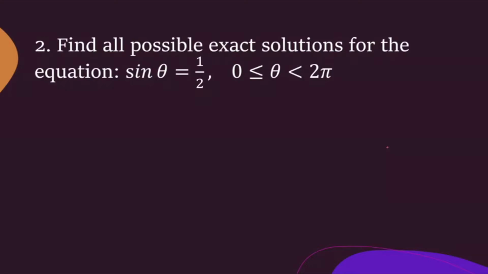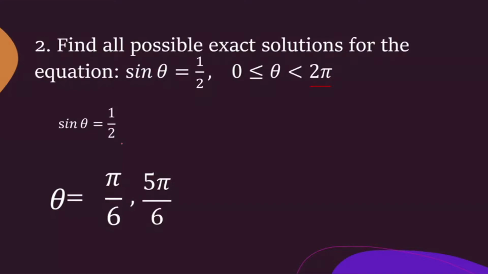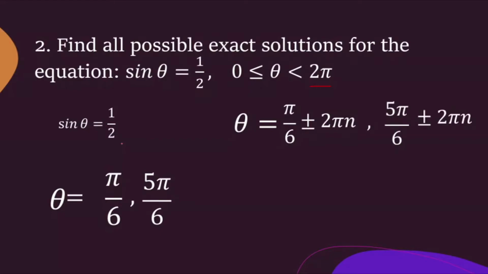equals a half. Just like the other one, 0 is less than or equal to theta and theta is less than 2 pi. It ends at 2 pi. So sine theta equals a half, using the unit circle, or just if you memorized it, you know that theta equals pi over 6 or 5 pi over 6. To find all possible answers, you would just add 2 pi n or subtract 2 pi n. And for the 5 pi over 6, you will add 2 pi n or minus 2 pi n.